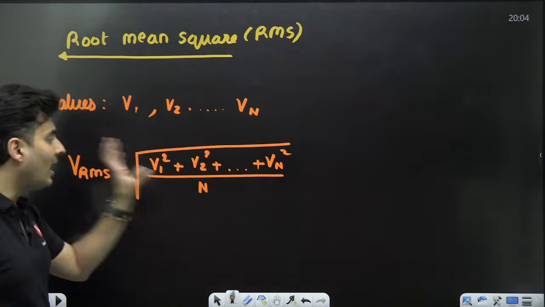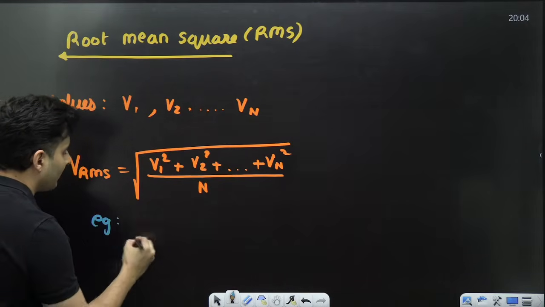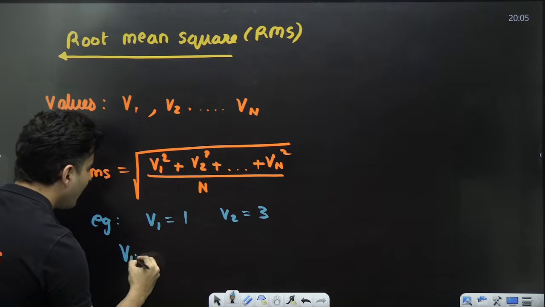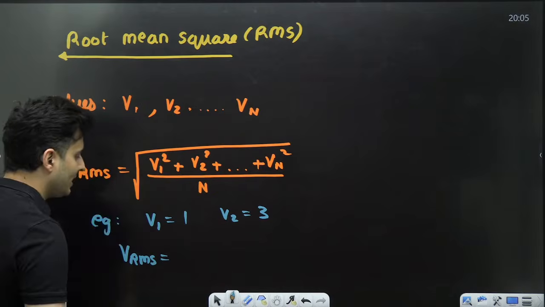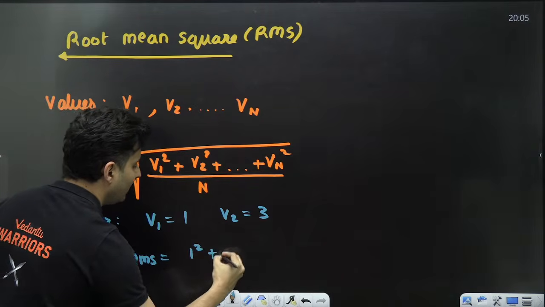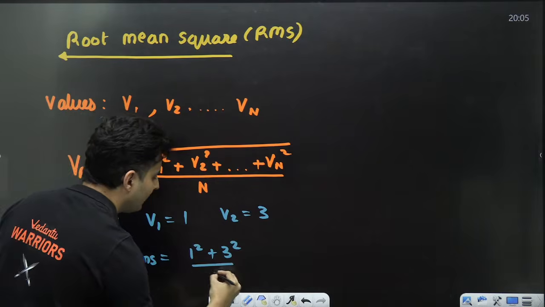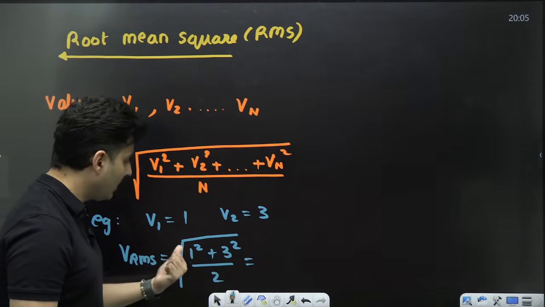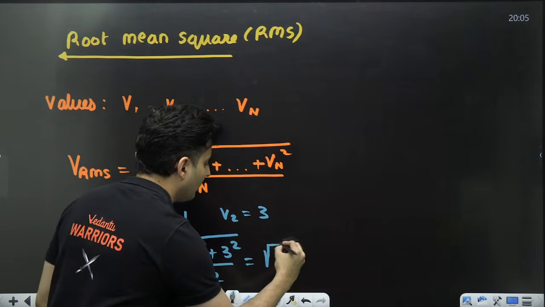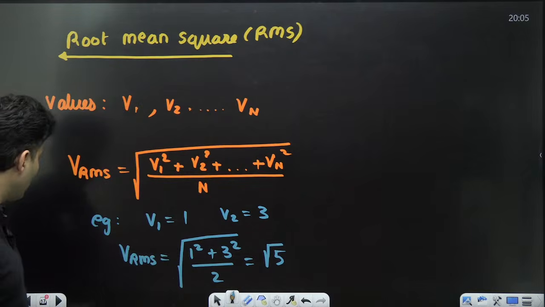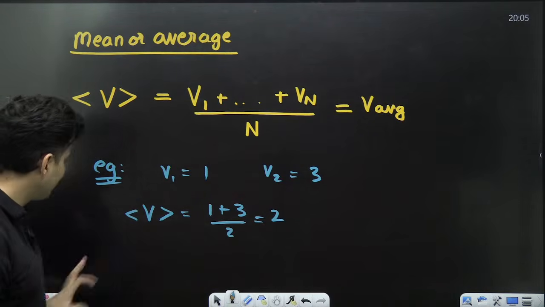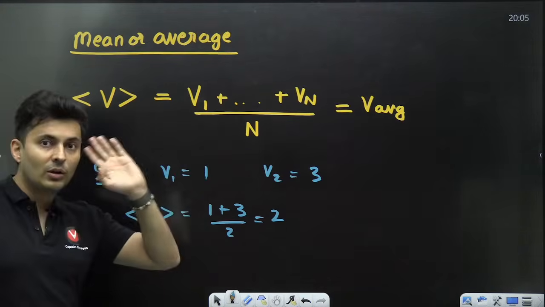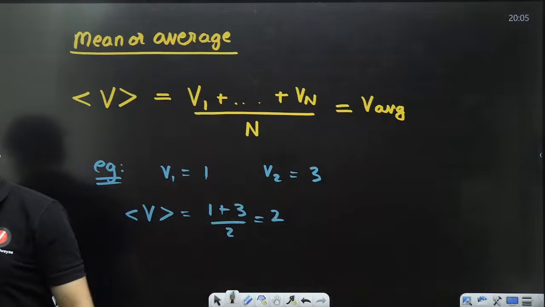But when we find RMS for the same example, let's say V1 is 1, V2 is 3, then the VRMS value will be: take the numbers 1 and 3, square them, find the average of it and then take the root. 1 square is 1, 3 square is 9, 9 plus 1 is 10, 10 by 2 is 5. So it will be root 5. You can see this value is not the same as this value. 2 is very different from root 5. So RMS and average are not the same thing. A lot of people think RMS means average. No, it is not average.